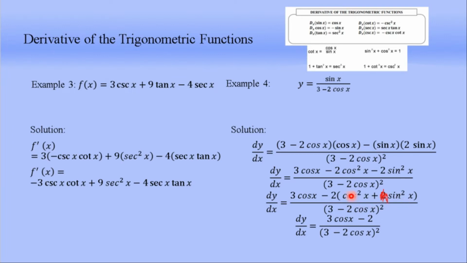We can simplify this using the identity of the trigonometric function. It's going to be 1. So 1 times negative 2 is negative 2. And just remove the denominator. So again, the derivative of y equals sine x over 3 minus 2 cos x is 3 cos x minus 2 over 3 minus 2 cos x squared.